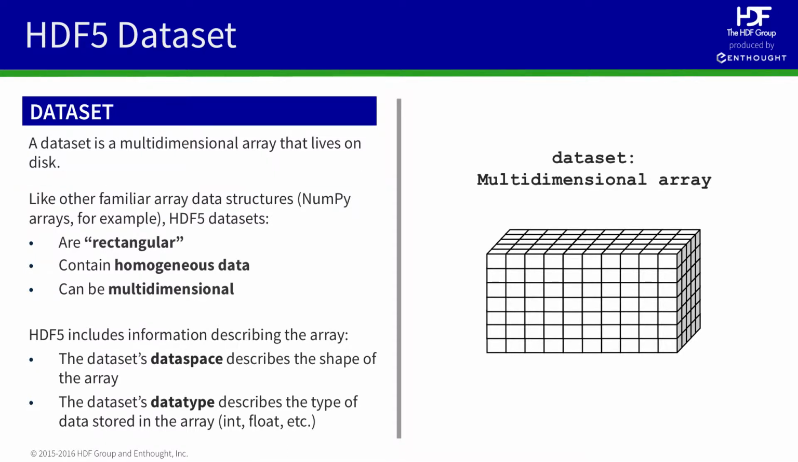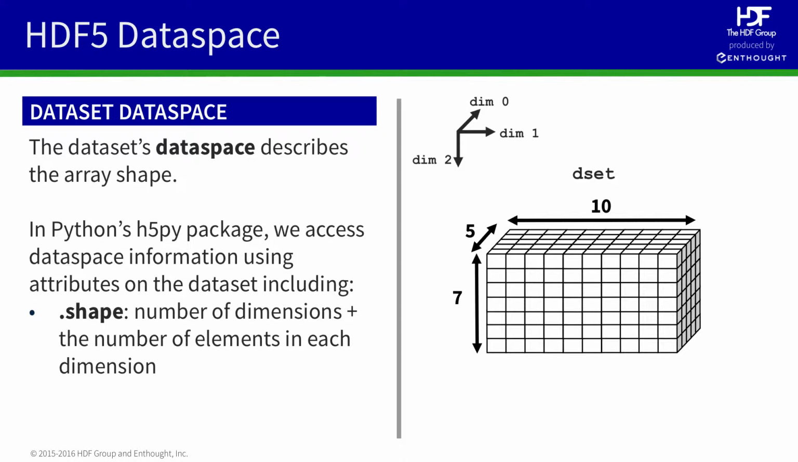Just like NumPy arrays, they consist of a rectangular collection of homogeneous data, which can be multidimensional, and are described by two pieces of information: the shape, or in HDF5 terms, the data space, and the type, describing the type of information stored in the array: integer, floating point, compound, Boolean, and so on. An HDF5 data space is a mechanism that HDF5 uses to describe the shape of an array. Using the Python h5py package, data space information is exposed using a NumPy style shape tuple. In other words, this example dataset here is three-dimensional and has dimensions 5 by 10 by 7, and is represented on the Python side by a shape tuple containing the numbers 5, 10, and 7.